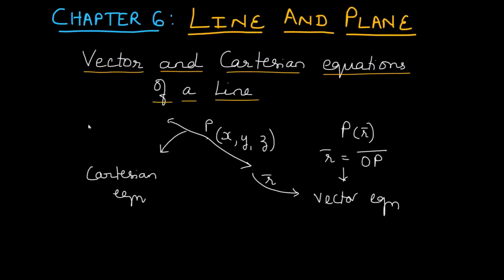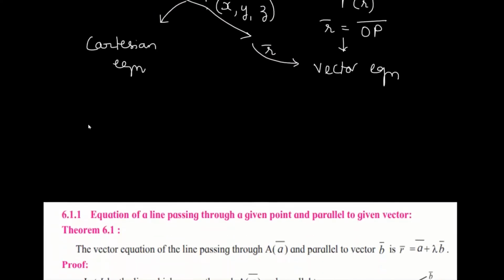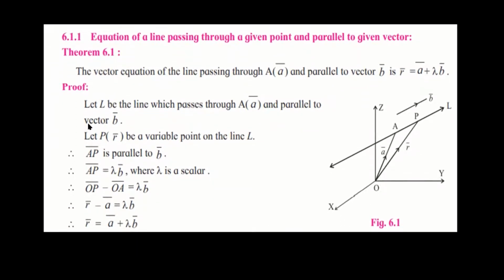So a line can have different forms of vector equations and Cartesian equations depending upon how many points we know on the line, and other facts about the line. So that is what we are going to study right now. We begin with the first theorem of the lesson, 6.1. The theorem is: the vector equation of a line passing through A, where the position vector of point A is A bar, and parallel to vector B bar, is r bar is equal to A bar plus lambda B bar.